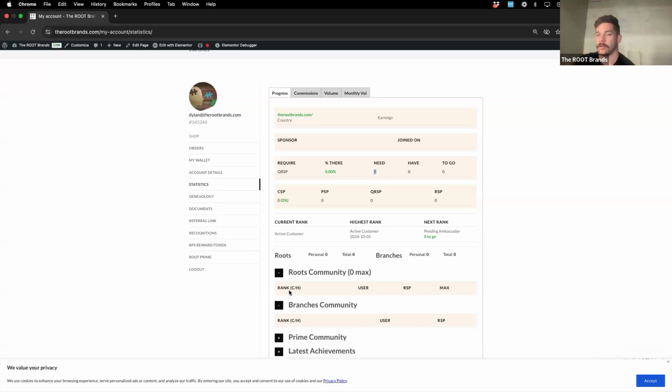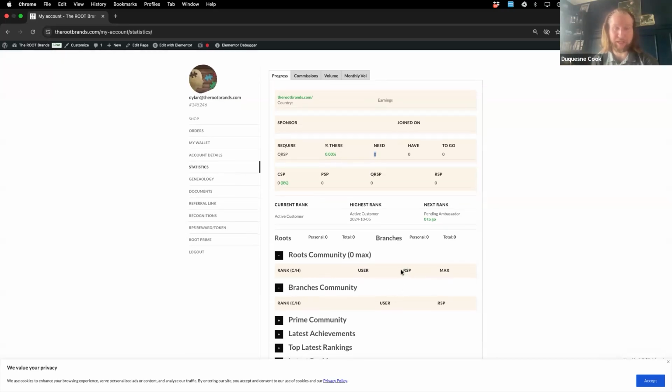Any questions on that specifically? And the 40-40-20 rule, we will be deep diving in on the comp plan day as well. And we will go more in detail on the ranking system on that day as well.